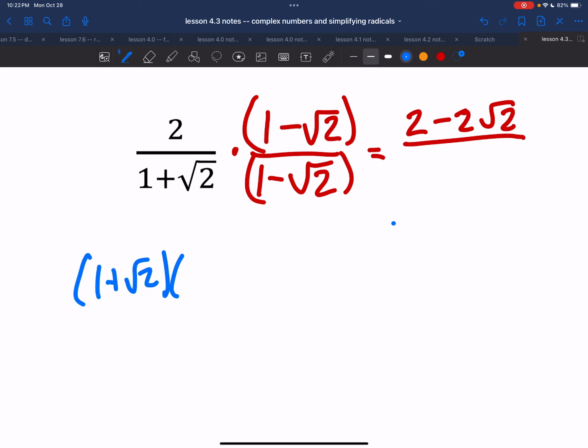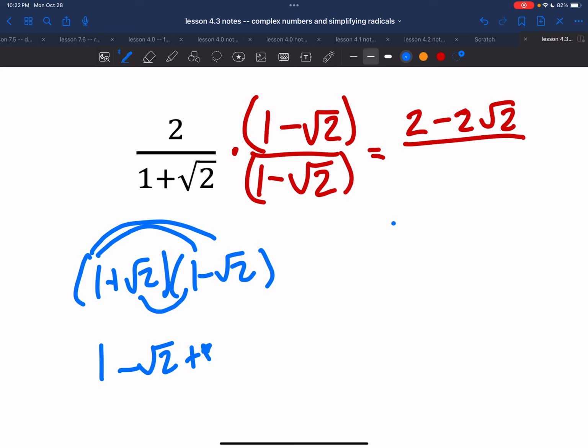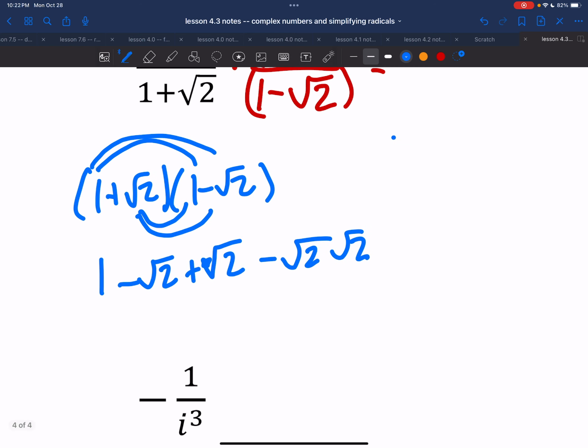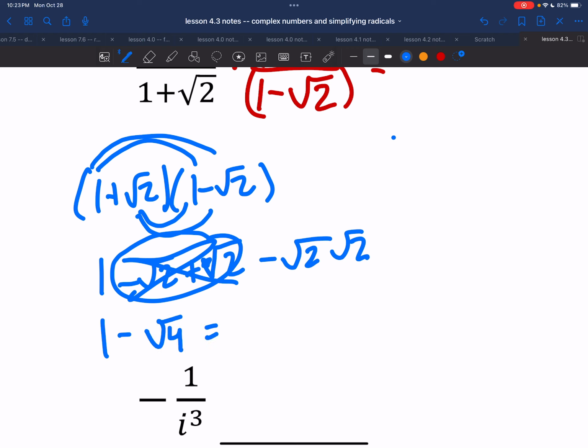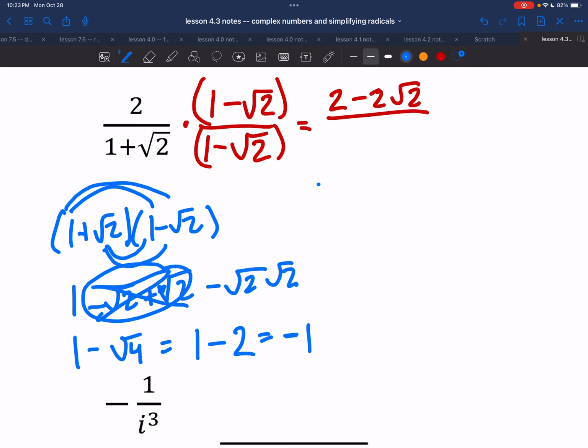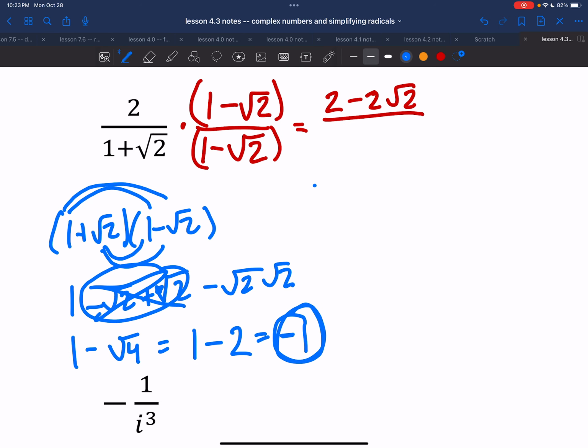Over, and I'm going to do the math over here. 1 plus root 2 times 1 minus root 2. Let's do distribution. 1 times 1 is 1. 1 times negative root 2 is negative root 2. Root 2 times 1 is plus root 2. And then root 2 times negative root 2 is negative 2, like this, right? So this is 1, and then these cancel. And then root 2 times root 2 is just root 4, which means it's just 1 minus the square root of 4. The square root of 4 is 2. So it's 1 minus 2, which is negative 1.